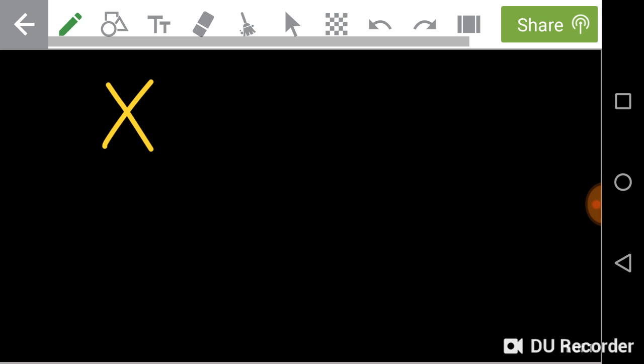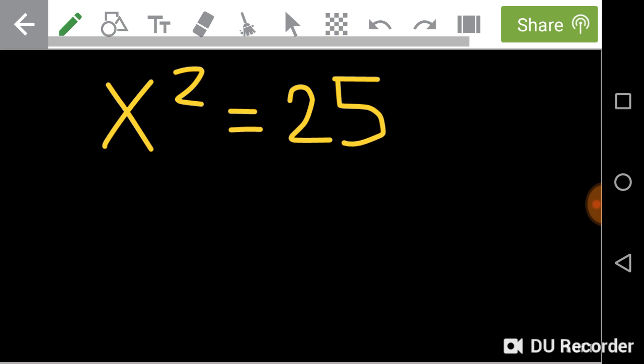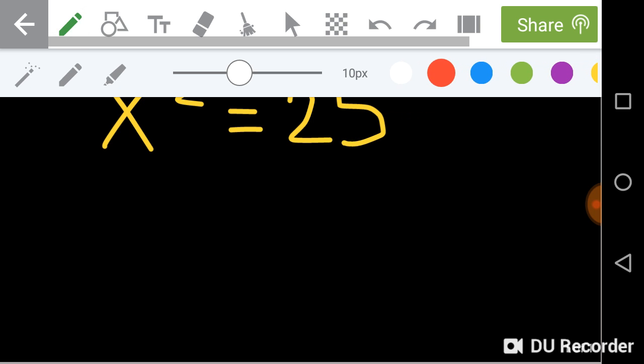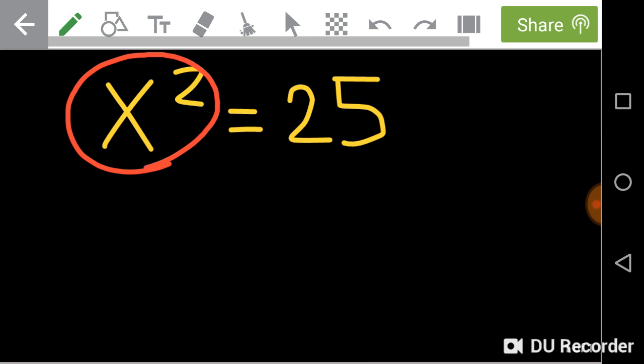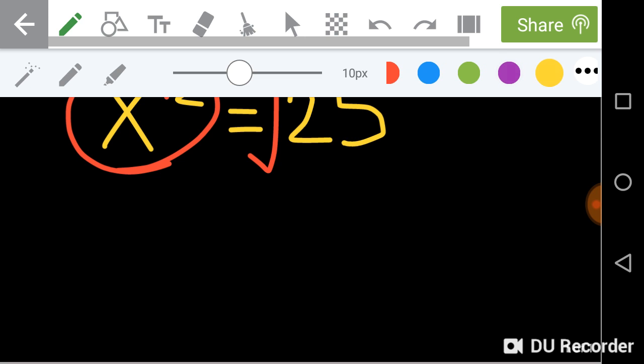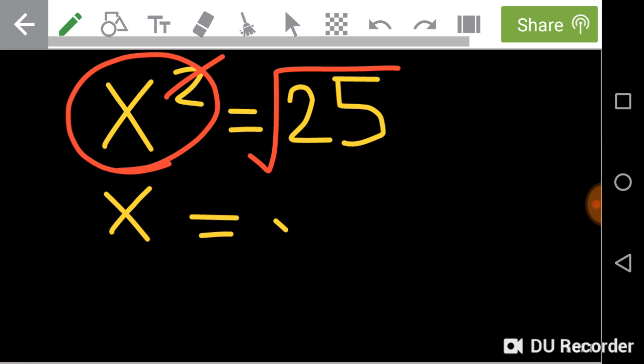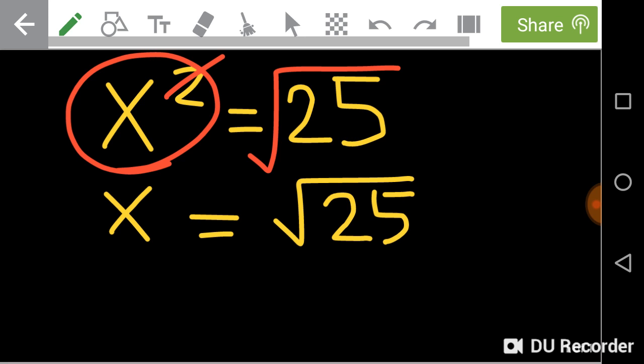Say for example, we have an equation given to us, x square equals 25. Now, how to eliminate this square from the x and get the value of x? It's very simple. The rule is, if you have a square on one side of the equation, you can eliminate this square by putting a square root on the other side of the equation. As a result, you can write the next line as x equals square root of 25. Because the square is eliminated by putting a square root on the other side of the equation.